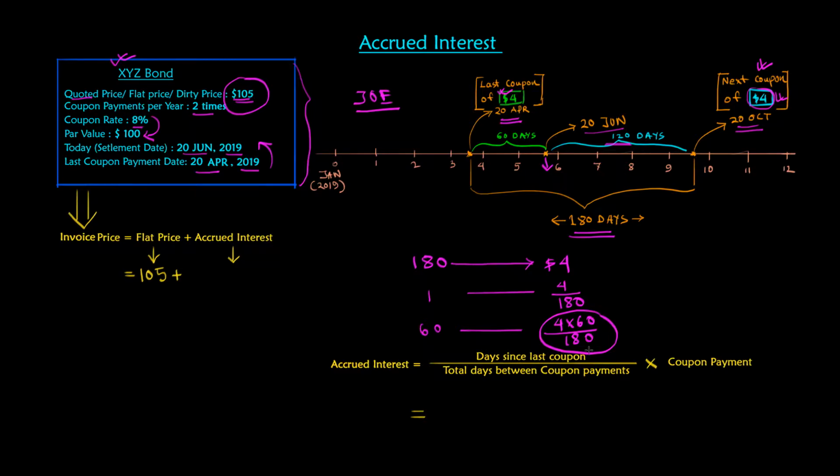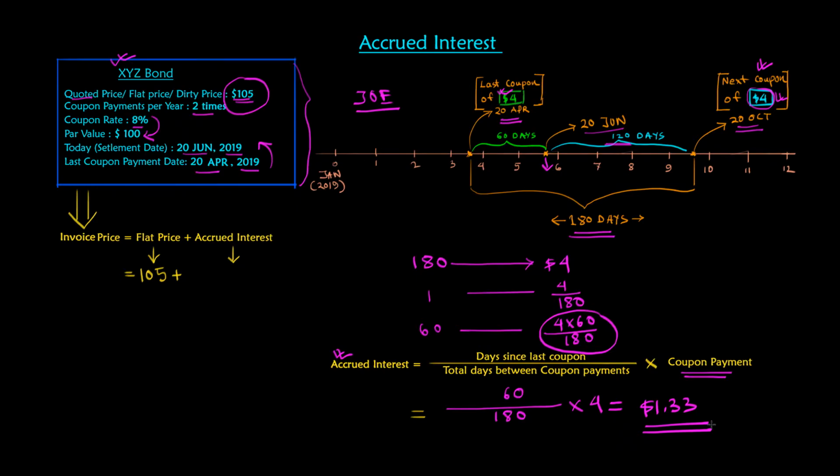So to put all this more formally, this is the formula. Accrued interest is equal to the days since last coupon, that is 60 days, divided by total days between coupon payments, that is 180 days, multiplied by the semi-annual coupon payment of $4. So all this equals $1.33.